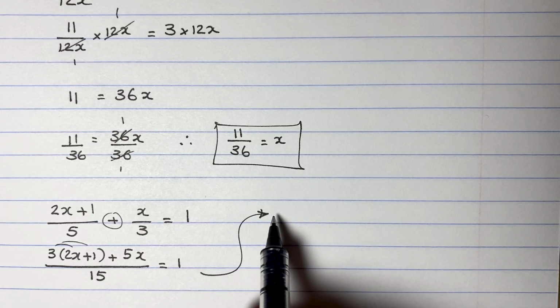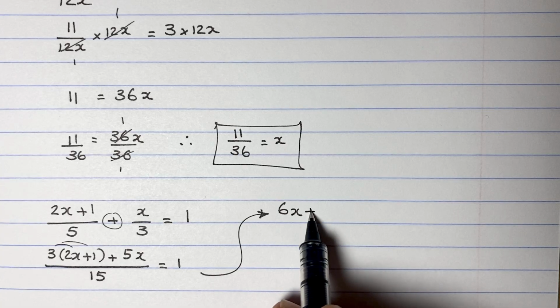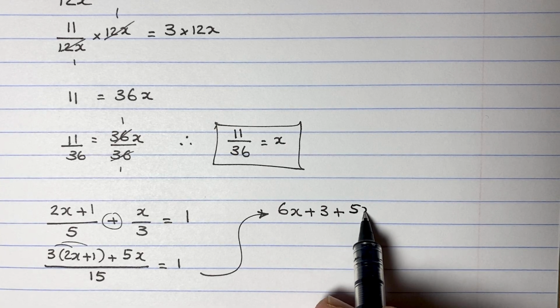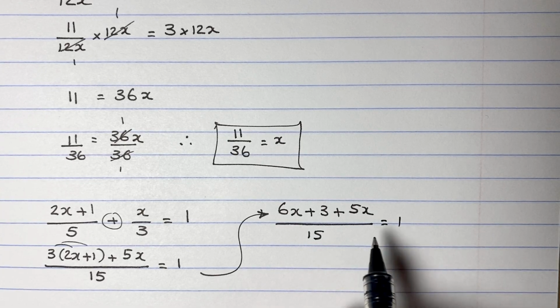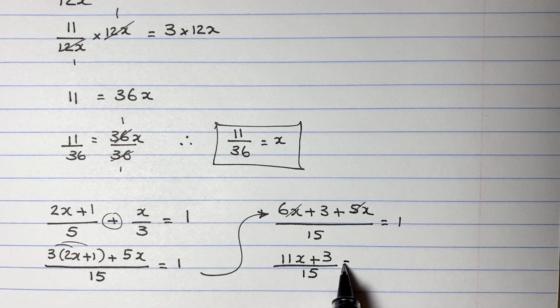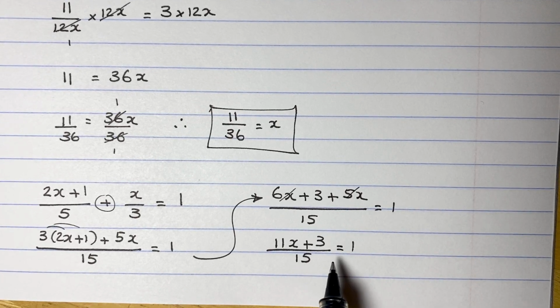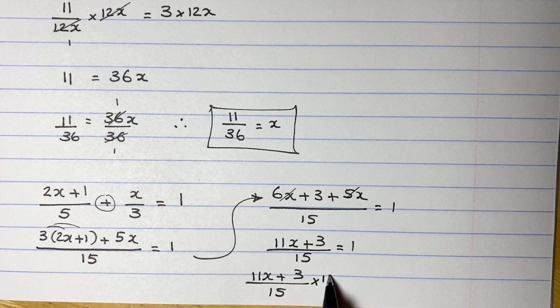Let's expand the bracket. 3 times 2x is 6x. 3 times plus 1 is plus 3, plus 5x, over 15 equals 1. Simplifying: (11x plus 3) over 15 equals 1. Multiply both sides by 15 to get rid of the fraction. Times 15 here, 1 times 15. That 15 and that 15 would cancel.